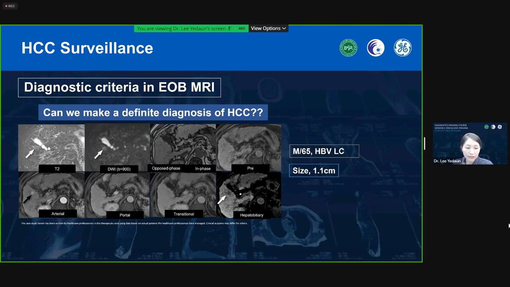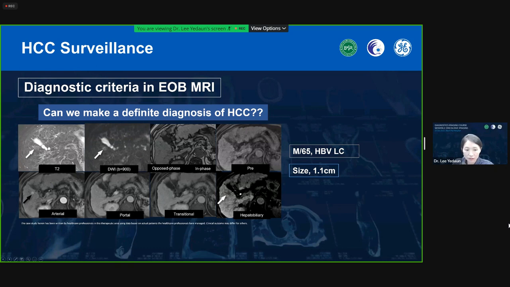Here's the case of a 65-year-old man with hepatitis B-related liver cirrhosis. We can see a nodule in hepatic segment 5, measuring 1.1 centimeter in diameter. On T2 weighted image and on diffusion weighted image, the lesion has mild to moderate high signal intensity. And we can find the presence of fat in the lesion.